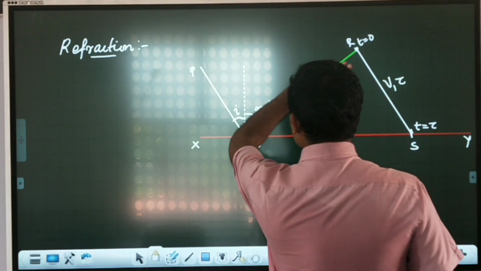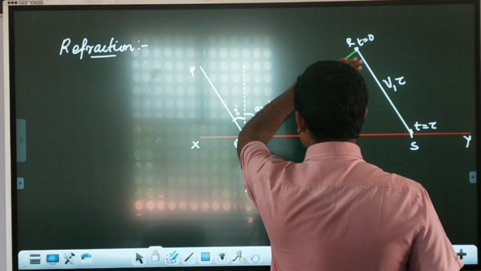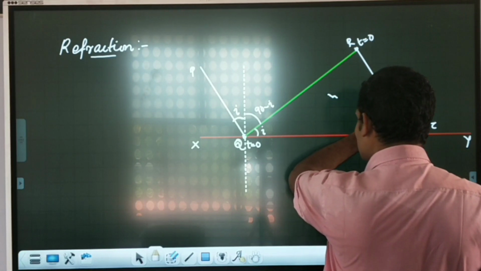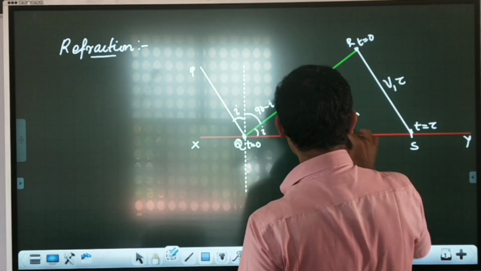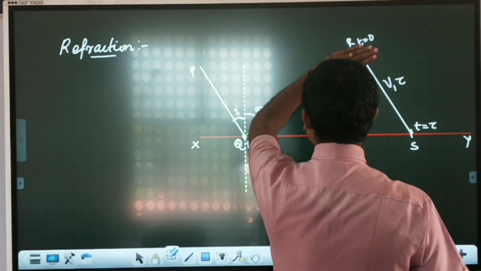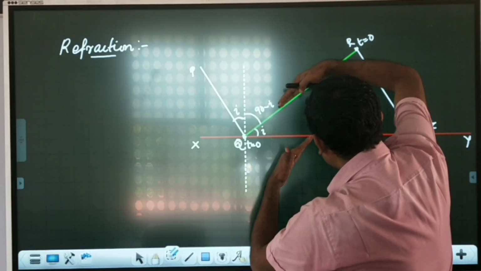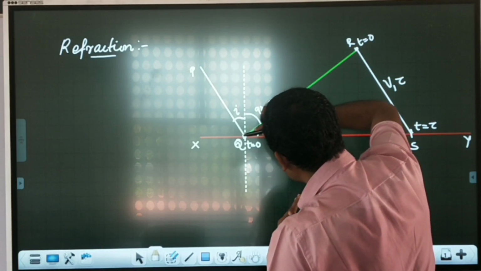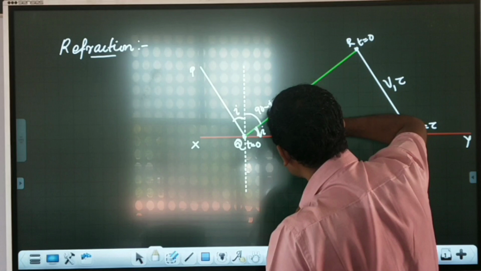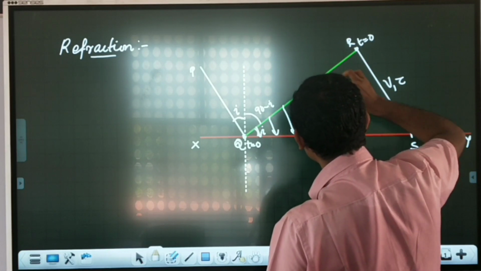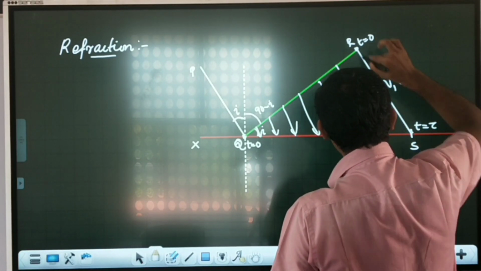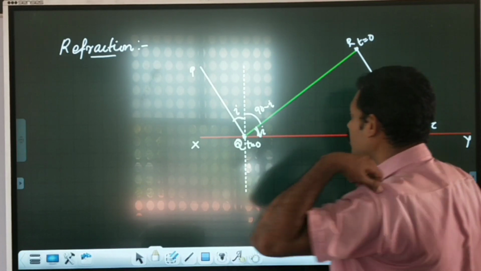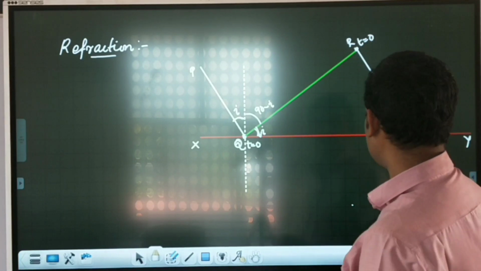So initially the wavefront is here at t equal to 0, and it travels likewise. Then this point is now touching the surface. After some time this will touch, this will touch, and so on. Ultimately this point reaches here. This is a very important point you have to understand.